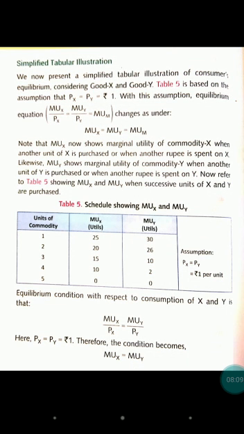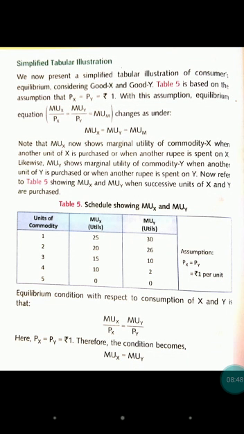Now refer to the table. Units 1, 2, 3, 4, 5, satisfaction MUX, MUY. When we consume the first unit, we get satisfaction of 25 for MUX and 30 utils for MUY. If we consume the second unit, we get satisfaction of 20 for MUX, and for the second unit of MUY, we also get satisfaction of 20. And so on. Here the assumption is PX equals PY, that is rupees 1 per unit.